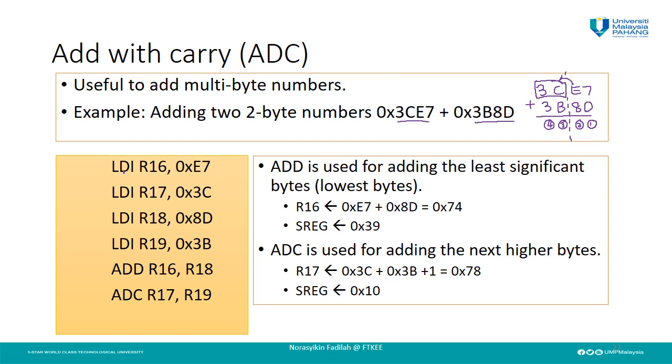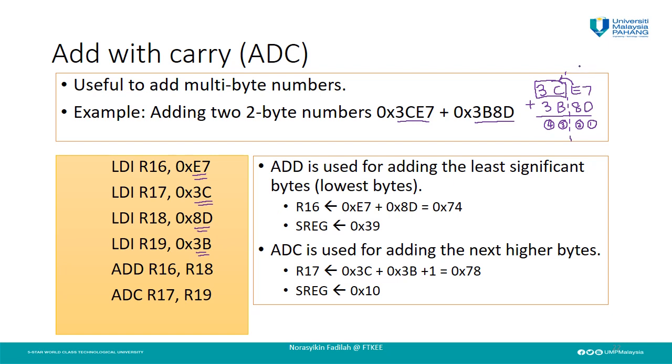So first we want to load the values inside registers. Since one register can only contain 1 byte, we can load the value, for example, the lower byte E7 and then the higher byte 3C. So we load it into the registers, and then we have the second number, the lower byte and the higher byte. So first we want to add the lower byte.